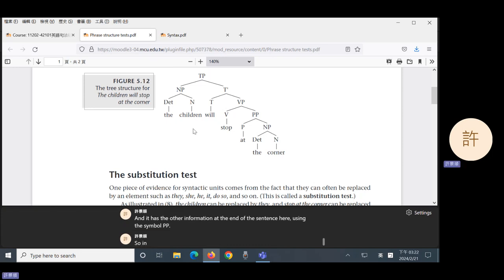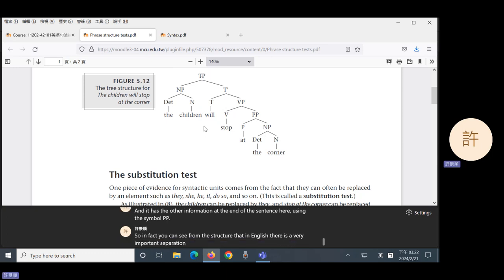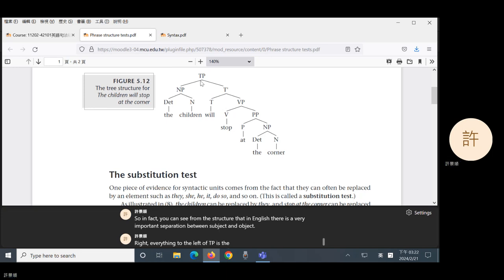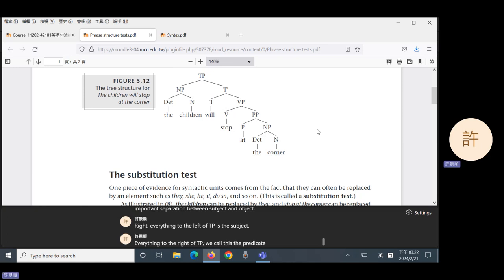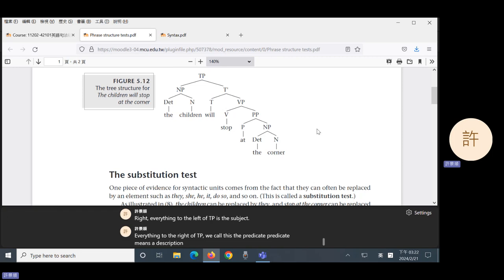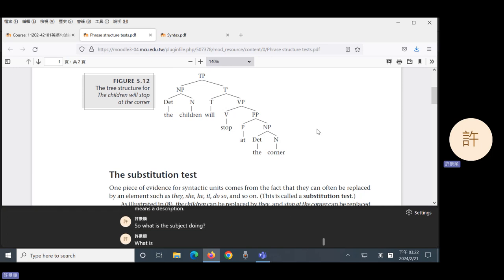So in fact, you can see from the structure that in English, there is a very important separation between subject and object. Everything to the left of TP is the subject. Everything to the right of TP, we call this the predicate. Predicate means a description. So what is the subject doing? What is important about the subject? All of that comes on the right side of TP.